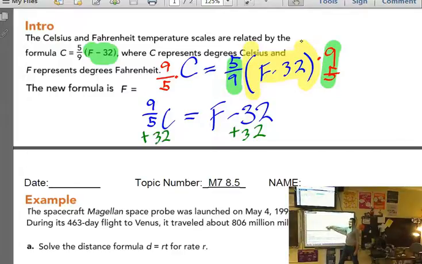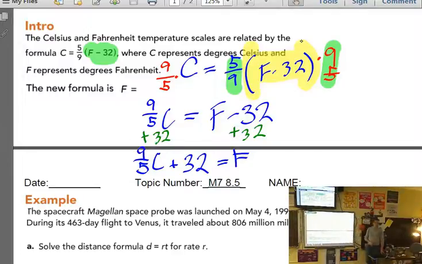Can 32 add with my 9/5 C? No, you can't. These are not like terms. They can't be added. So what I end up getting is that my Fahrenheit temperature will be 9/5 the Celsius plus 32. Can we actually use that equation to figure something out? Yeah, the conversion between temperatures.